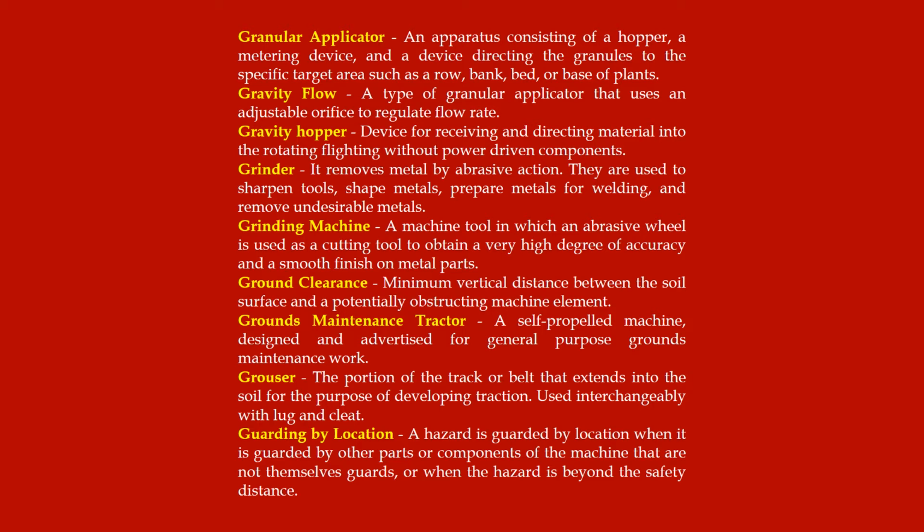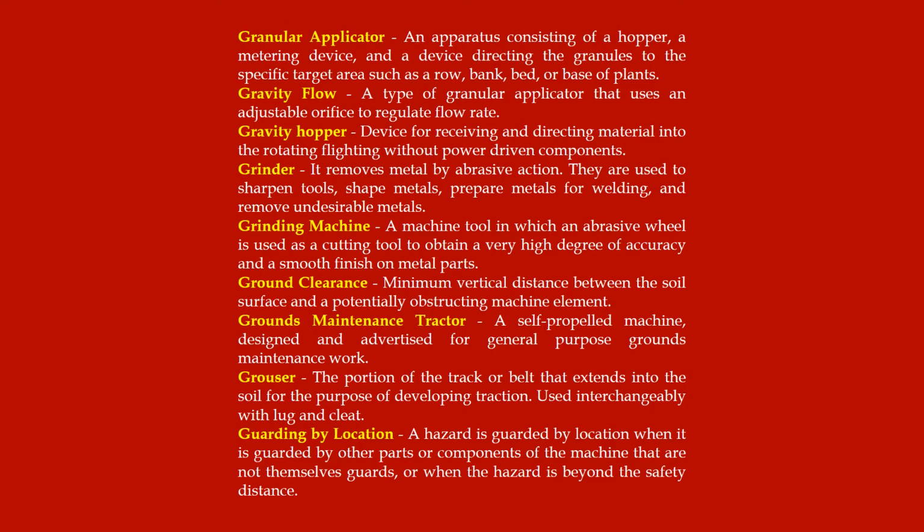Grinder. It removes metal by abrasive action. They are used to sharpen tools, shape metals, prepare metals for welding, and remove undesirable metals. Grinding machine. A machine tool in which an abrasive wheel is used as a cutting tool to obtain a very high degree of accuracy and a smooth finish on metal parts. Ground clearance. Minimum vertical distance between the soil surface and a potentially obstructing machine element.